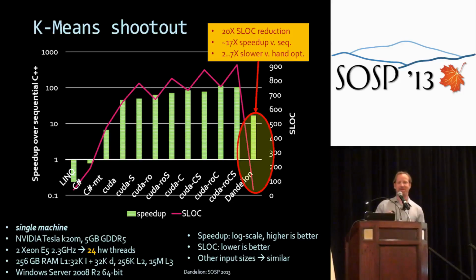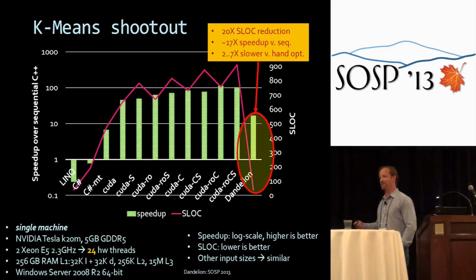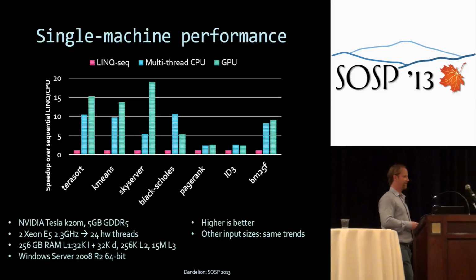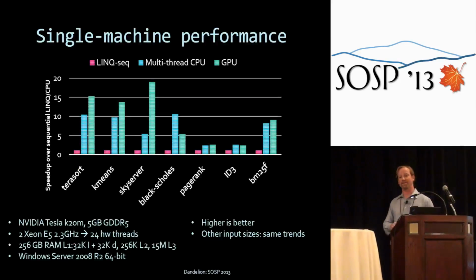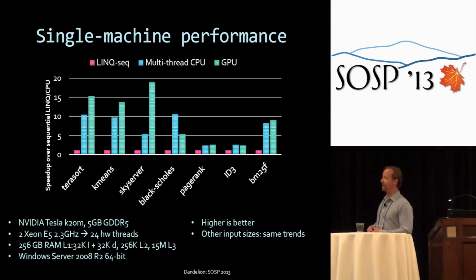I've talked ad nauseum about k-means. You might be wondering by now, does this generalize? And I put it to you that it does. So I'm showing you in this graph the performance of all of our benchmarks on a single machine. Again, it's a speed-up graph.